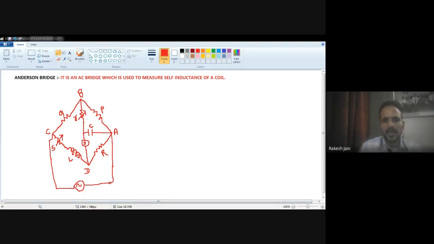So this is the complete diagram of the Anderson bridge, in which four arms are connected with four resistances: one is P, one is Q, one is S, one is R. The third arm, in between C and D, I am talking about this branch, has the inductance L whose self-inductance I want to find out. The detector is present, the capacitor is present, and a minor resistance r is also connected. The power supply is connected between nodes A and C. In between nodes A and C, that should be the AC power supply. Let the current enter this bridge via this one.